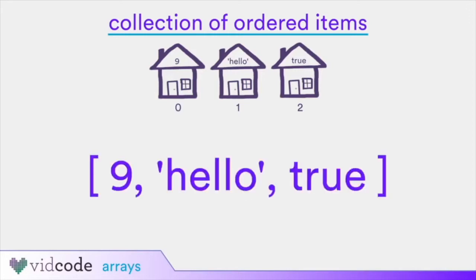Let's recreate our array from the street example by adding the number 9, the string hello, and the value true. It's okay if that didn't make 100% sense. It just serves as your introduction to the concept of arrays. And it'll make more sense once we start working on them and seeing them in the workstation, and seeing them in your actual coding project. So with that, let's actually log into VidCode and get started coding something together.